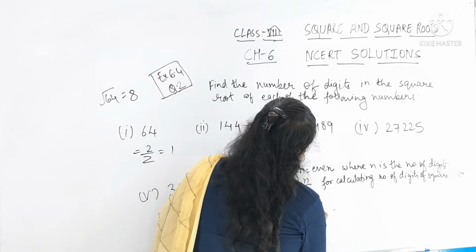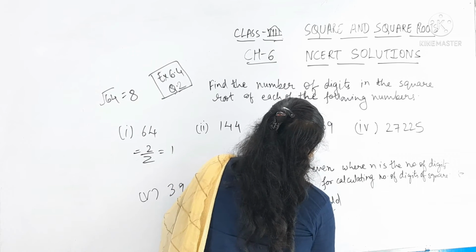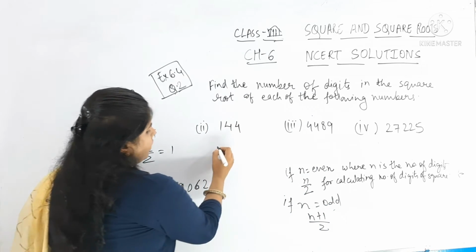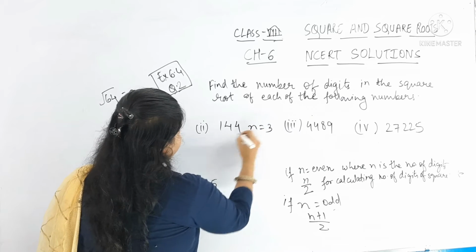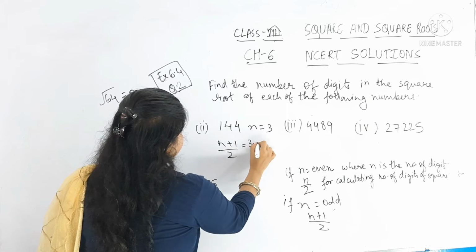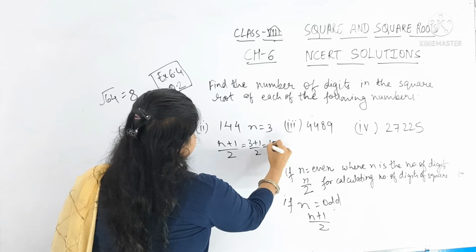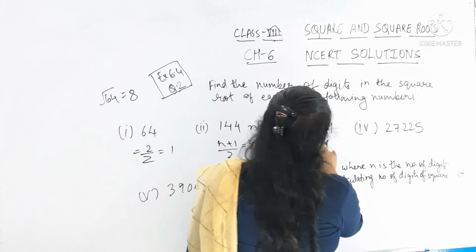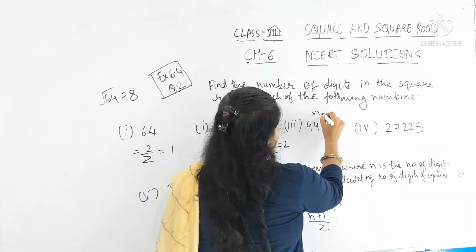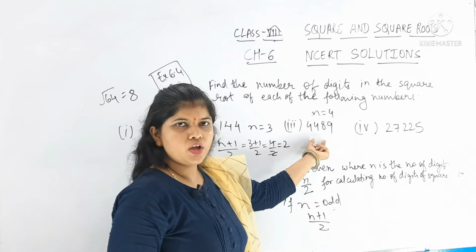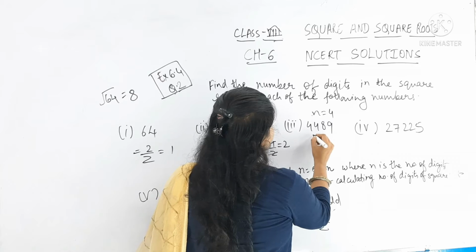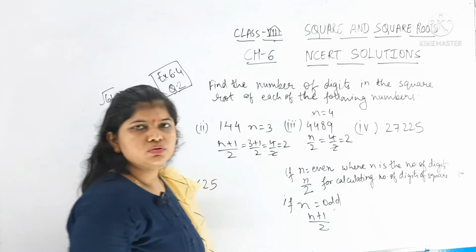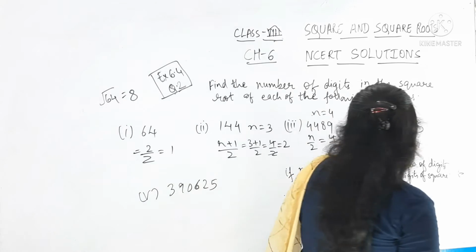If n is odd, the formula is n plus 1 by 2. Here n equals 3, so 3 plus 1 by 2 is 4 by 2, which is 2. So the answer is 2. Next, 4 is an even number, so n equals 4, which is even. For even, n by 2, that is 4 by 2, so there will be 2 digits in the square root of this number.